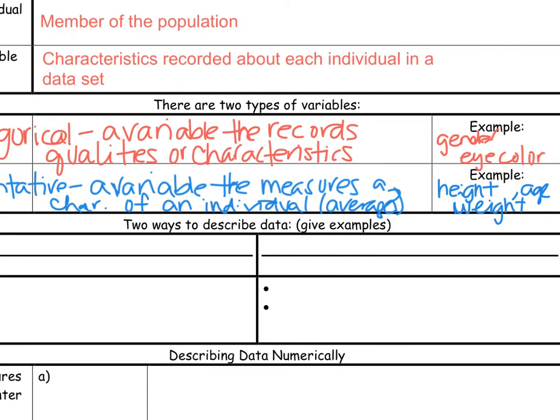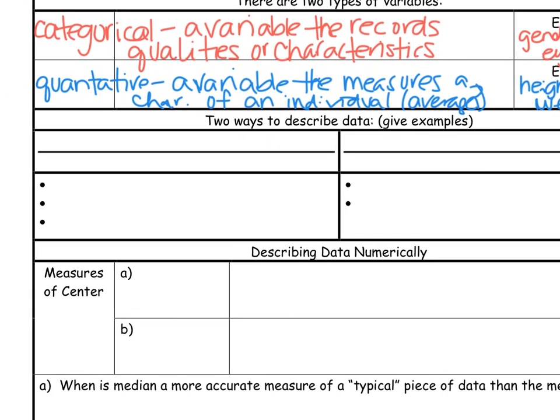So there's two ways to describe data, and we're going to look at those ways in this unit. We can describe data graphically, and we can do that with a dot plot, a histogram, and we're going to take a look at all of these in this unit, or a box plot, or what's also called a box and whiskers plot. And then we can also describe data numerically.